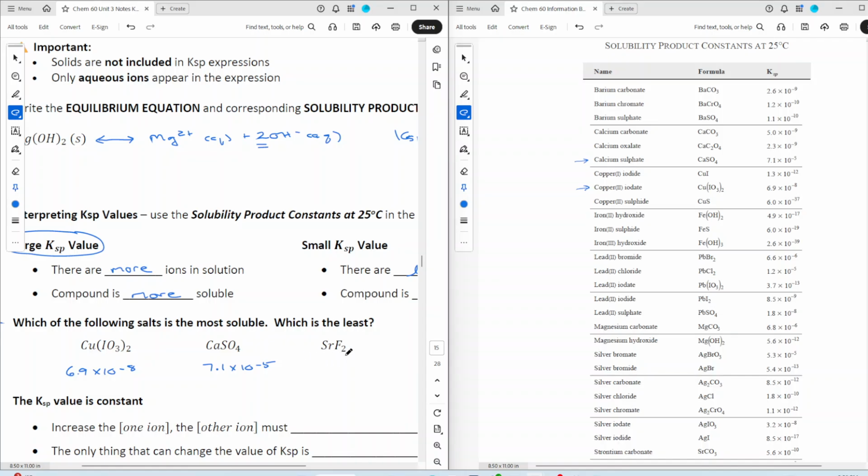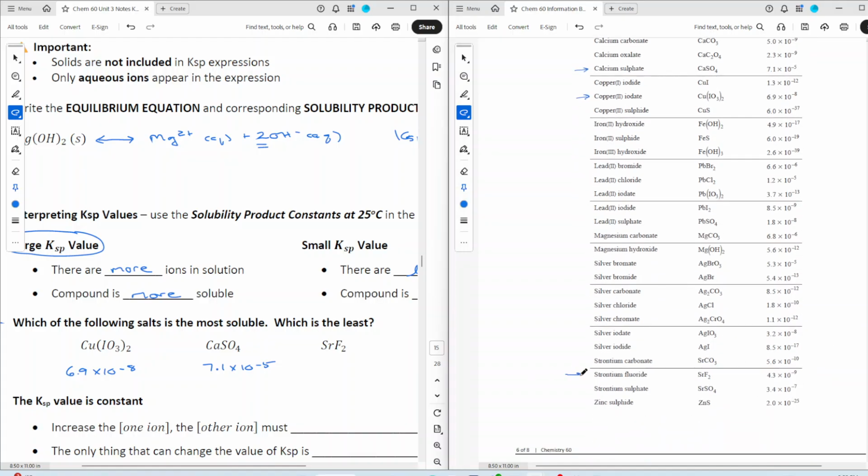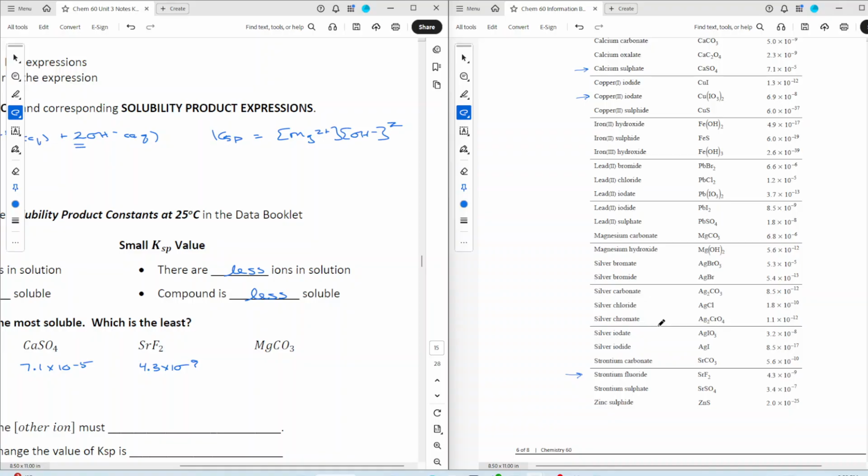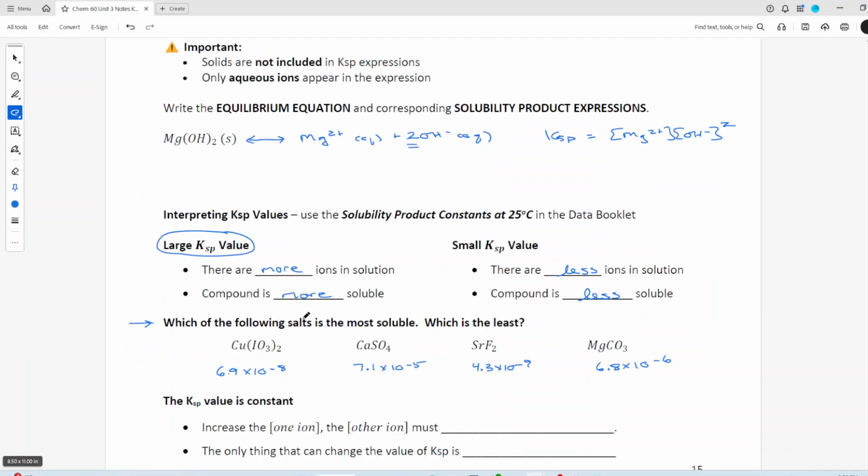Then we have strontium fluoride, which has a KSP of 4.3 times 10 to the negative 9. And lastly, magnesium carbonate is 6.8 times 10 to the negative 6. Awesome. Using this, which of them would be the most soluble and which one would be the least?